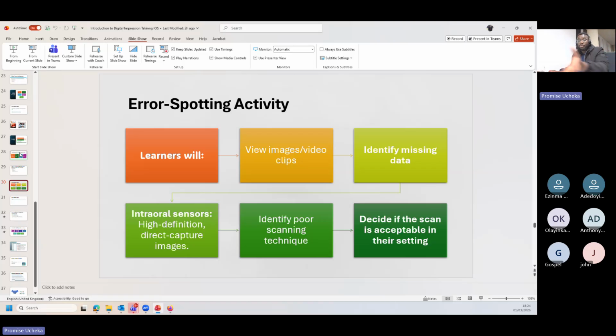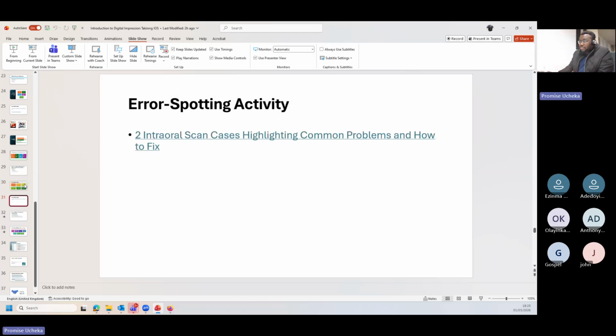So assuming you are the one that's done the scan, do you think others will accept it? Or if someone did that scan and sent it to you, do you think you will accept that as a well-finished scan? So let's see if this is going to work as well as I thought through it.